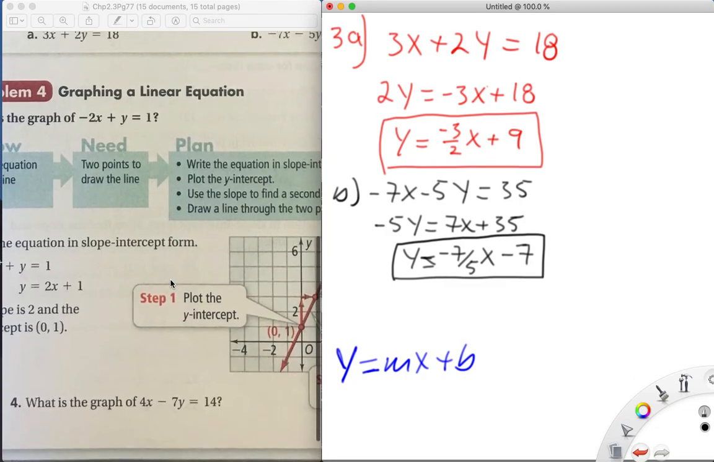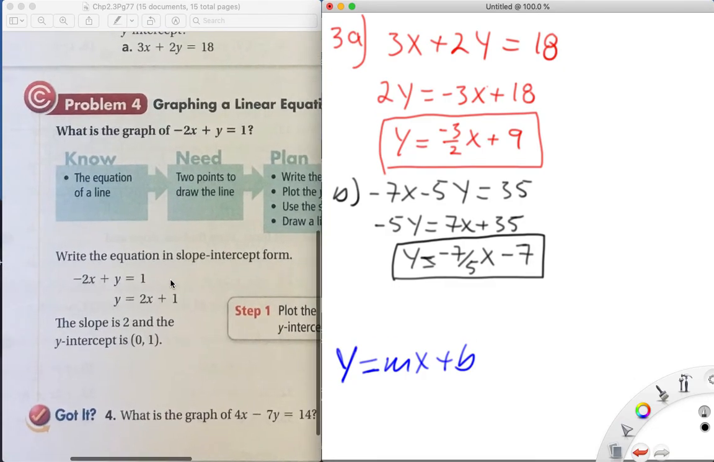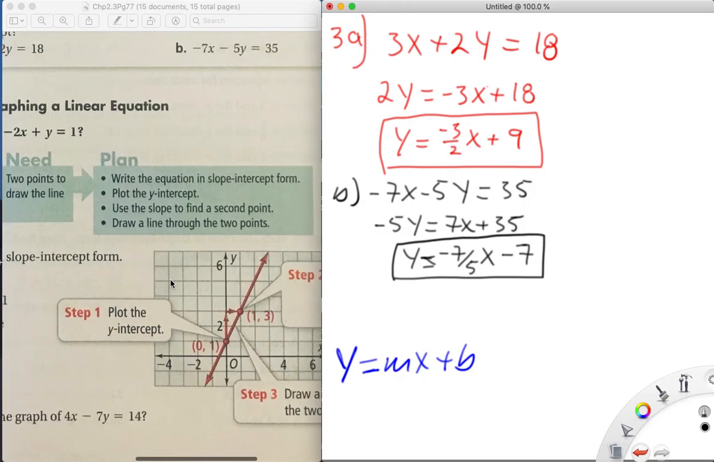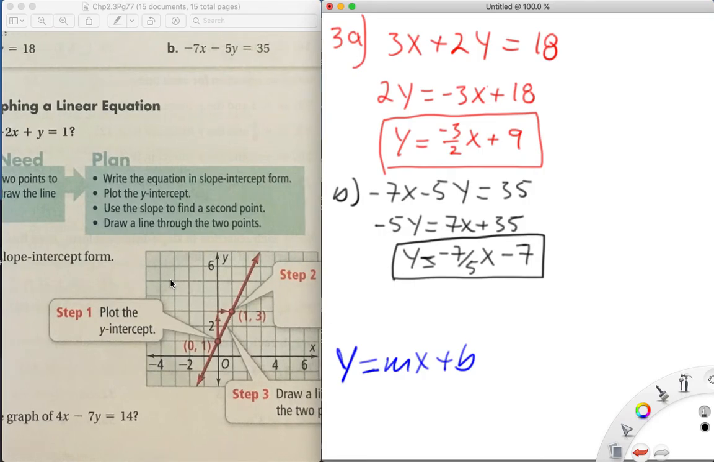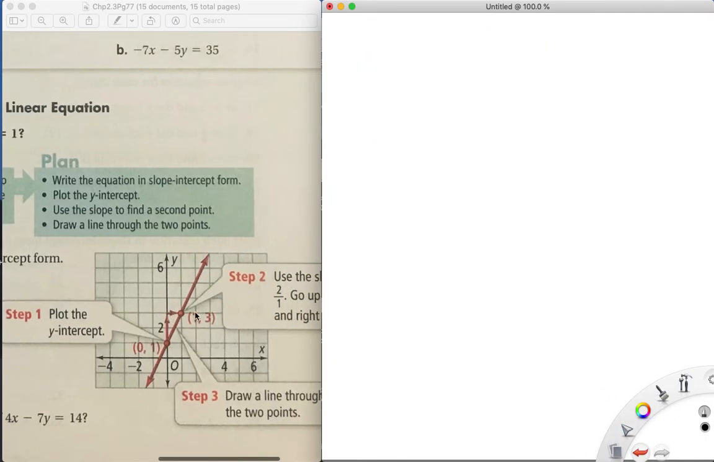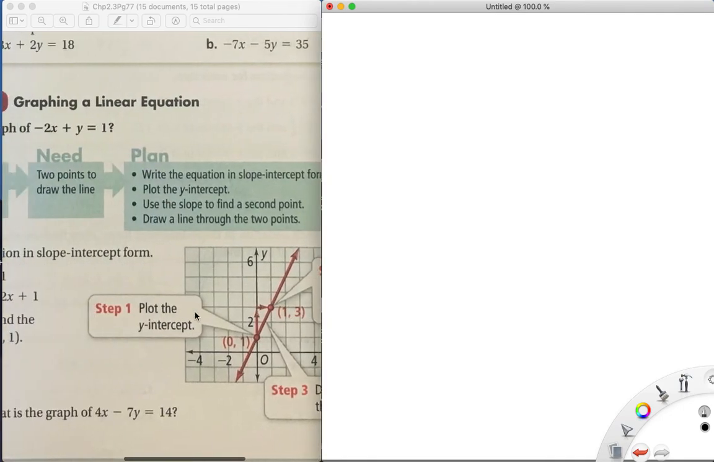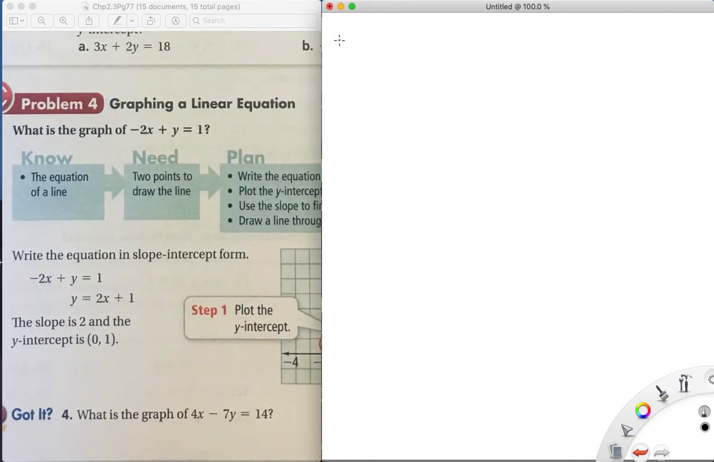Well, how do I graph these things? Graphing these things is actually pretty neat because you automatically get one of the points, and then you can use the slope in order to find the other one. So what does that look like? They break it up into steps. So let's start with this graph here for number 4.